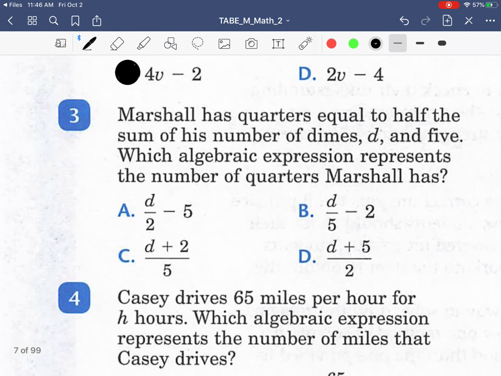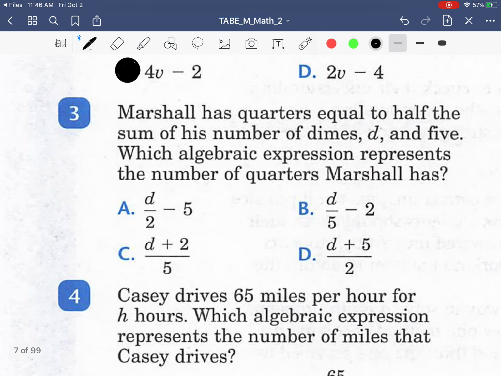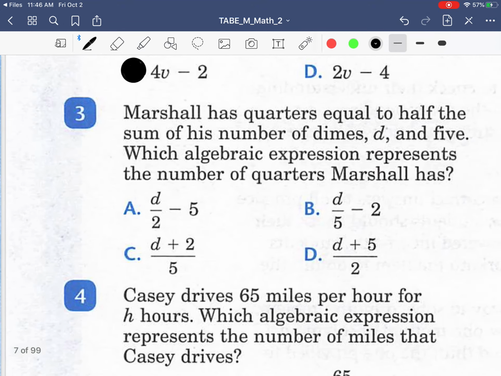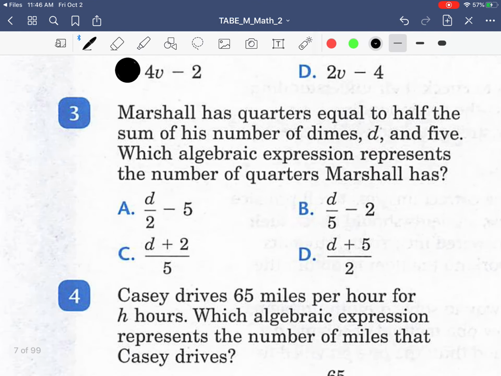Number 3, Marshall has quarters equal to half the sum of his number of dimes and 5. Which expression represents the number of quarters Marshall has? So let's put it in our own words. Let me highlight first this time. Quarters equal half the sum of the dimes and 5. Those are the key terms that I want to pull out of here.